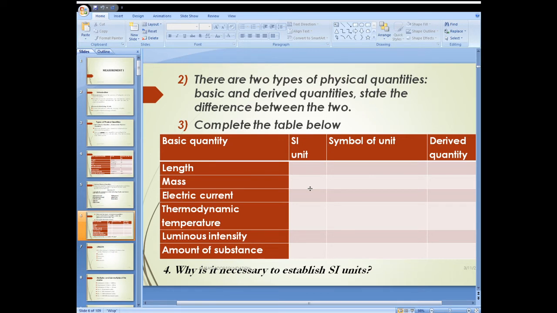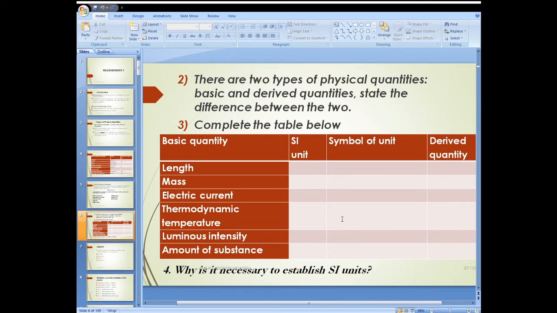There are 2 types of physical quantities, basic and derived quantities. State the difference between the two. I think I gave the difference very well. If you have forgotten, refer back to your video, check the difference. Then you are told to complete the table. In fact, it's just the table we had in our previous slide. I just wrapped the SI unit and the symbol.